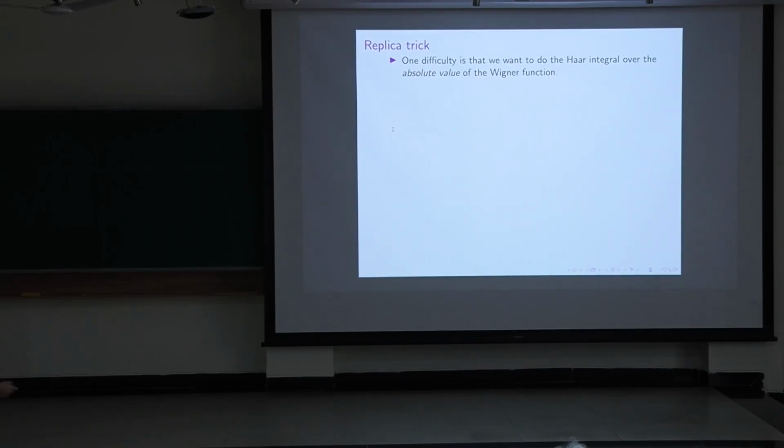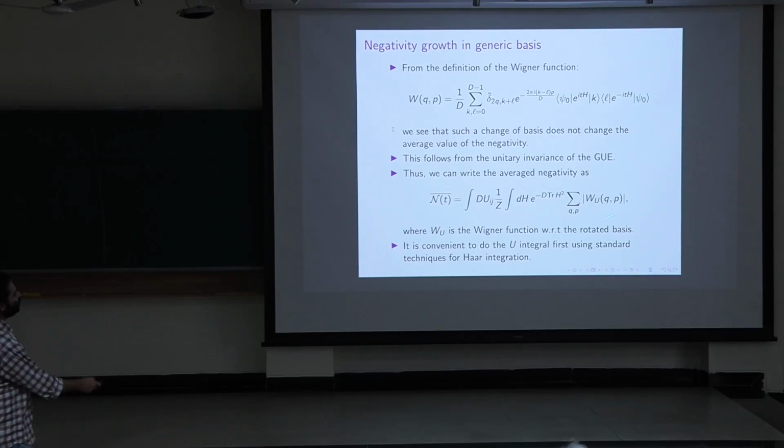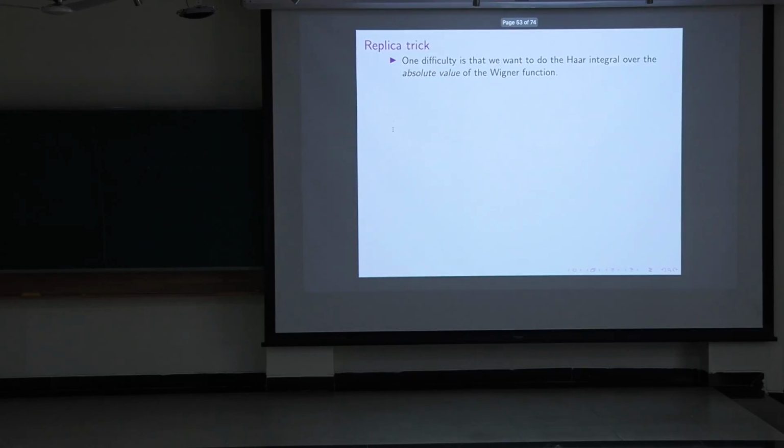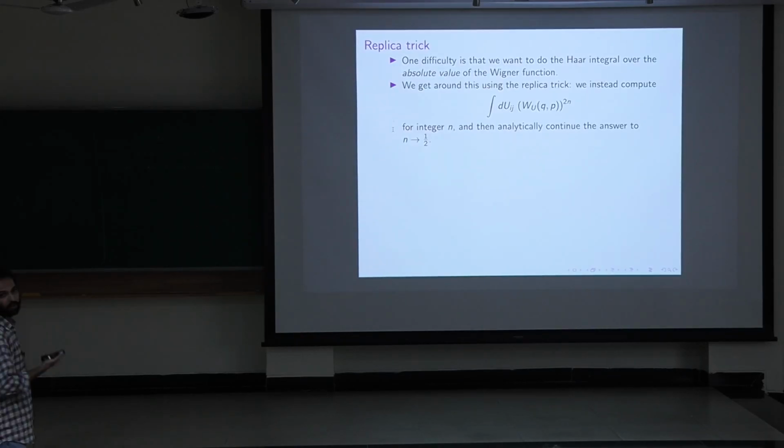Now, one difficulty with doing this calculation is that you want to calculate the Haar integral over something which involves an absolute value. That's a bit of a pain because the absolute value is not analytic, but you can get around that by using another trick, namely the replica trick. So you basically calculate the Haar integral of w to the power 2n for every integer n, and then analytically continue n to half. That's the standard replica trick, adapted in this case to the calculation of the absolute value of the Wigner function.